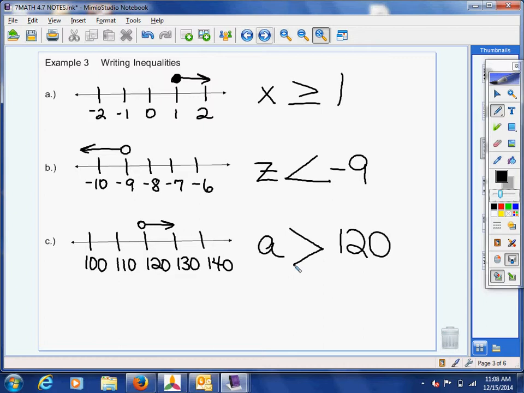So if you get stuck and you're like, I don't know which way to flip it, I don't know if it's greater than or less than, I'm confused by that. When you start with your variable, then your inequality symbol is going to match up or follow the direction of your arrow. Always, always, always.